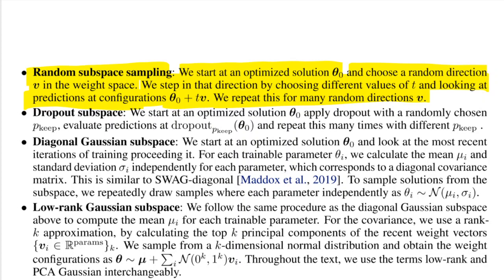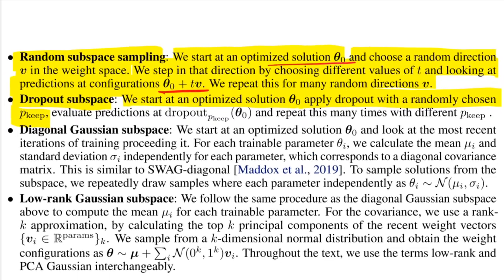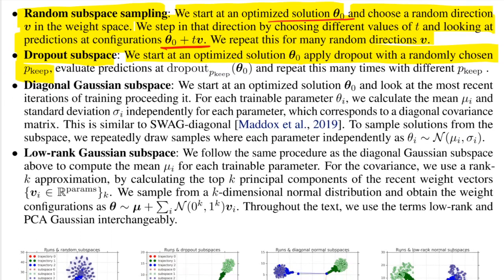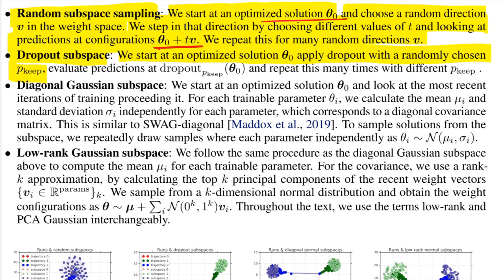So deep ensembles means we randomly initialize many times and then train from scratch each member. This method here means we start from a solution and we simply perturb it into random directions. The next thing we can do is dropout, subspace dropout. We again start at an optimized solution and apply dropout with a randomly chosen probability. Again, our hypothesis is that this is going to keep the network in the same kind of functional mode and not switch over.